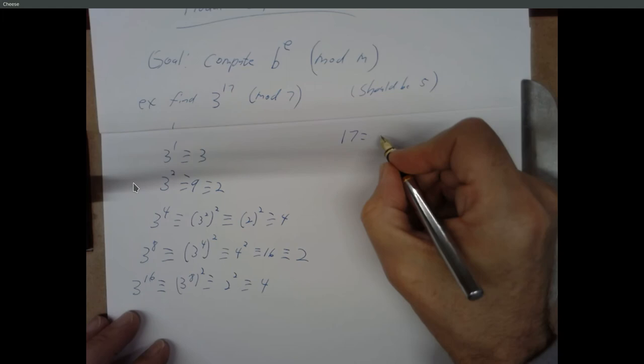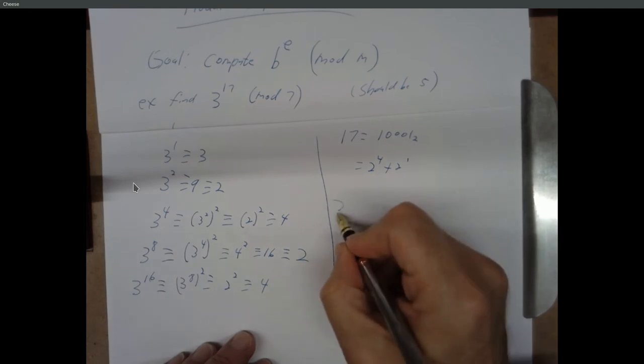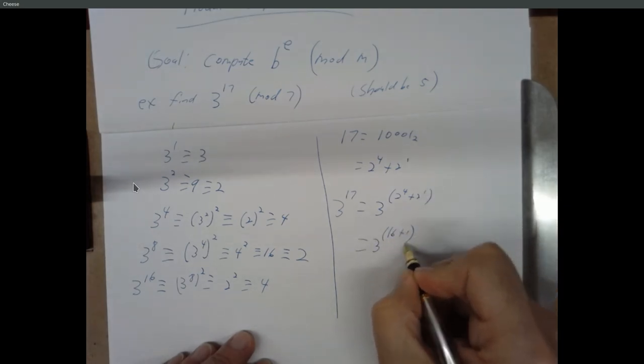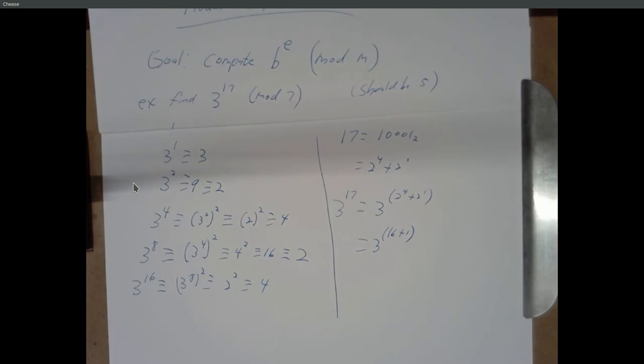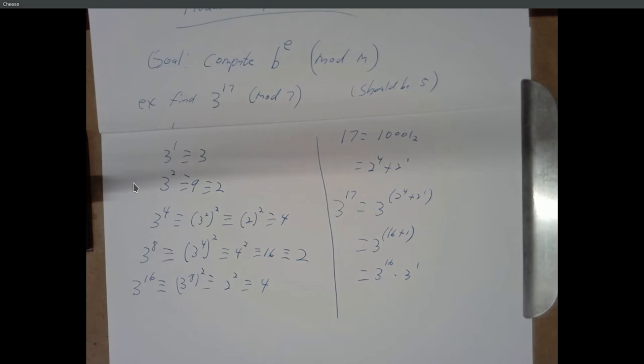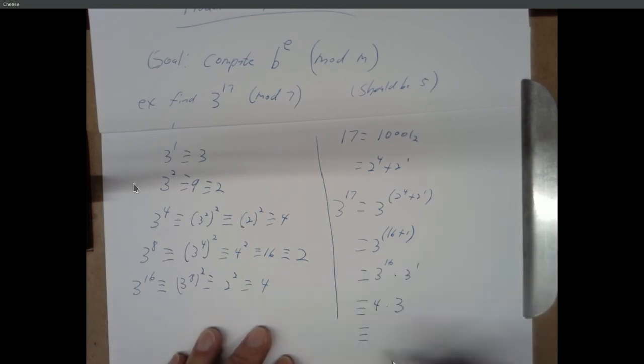So I'm writing down powers of 3 where the power is a power of 2. Why am I doing that? Because if I write the number 17 in binary, that tells me how to write 17 as a sum of powers of 2. This is equal to 2 to the 4th plus 2 to the 1st. And so 3 to the 17th is 3 to the 2 to the 4th plus 2 to the 1st, or if I like, 3 to the 16 plus 1. And exponents again tell me this is equal to 3 to the 16th times 3 to the 1st. Now I go over to my table and ask, what's 3 to the 16th? That's congruent to 4. What's 3 to the 1st? That's congruent to 3. So 3 to the 17th must be congruent to 12, which is 5 more than a multiple of 7.